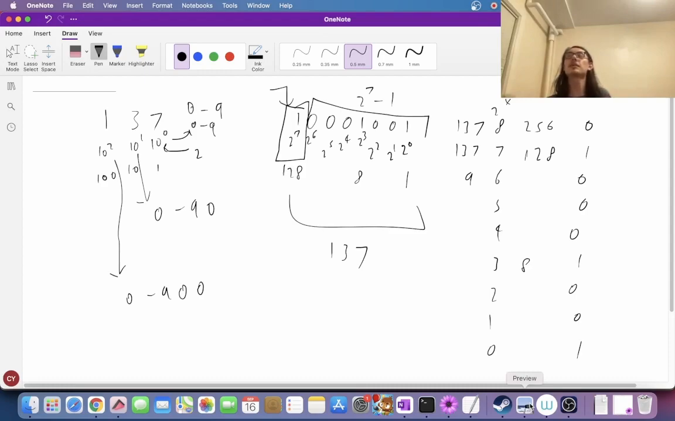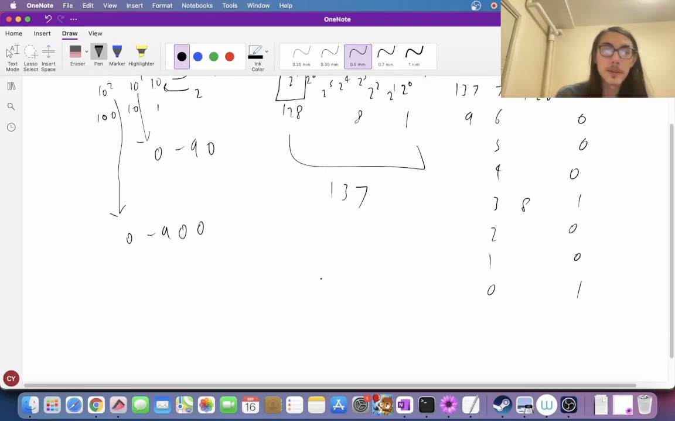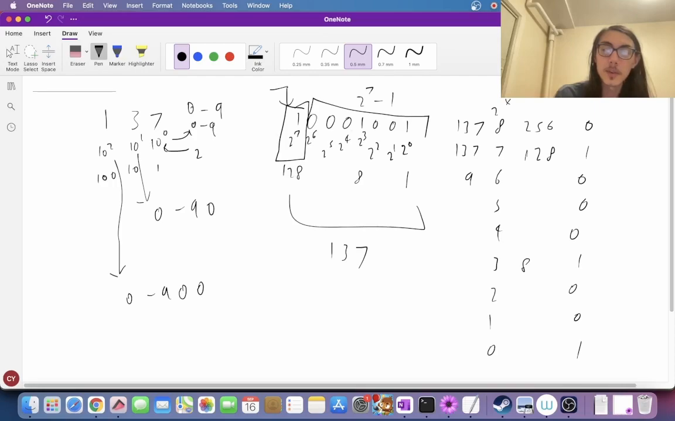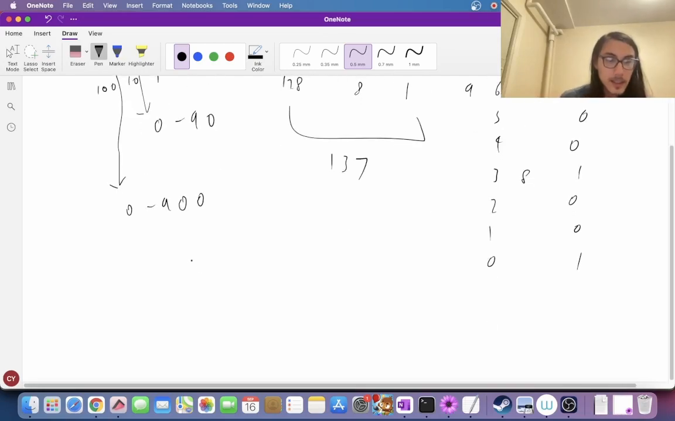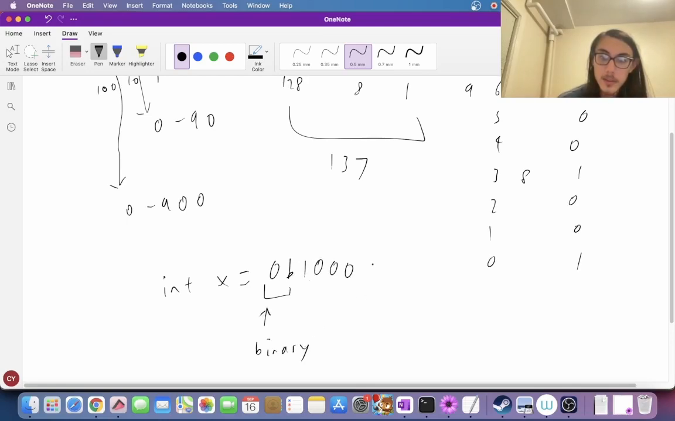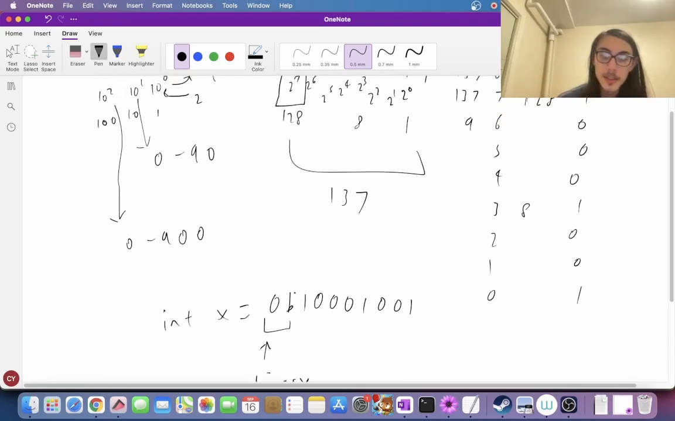Although your computer will essentially do this automatically. You'll be able to represent numbers in decimal as normal, and you'll also be able to represent them in binary. In code, if you wanted this number specifically, if you wanted 137 in binary, at least in C++, you can use the prefix 0b, which tells it that it's in binary. So you could have 0b10001001. And that would tell it to be 137.